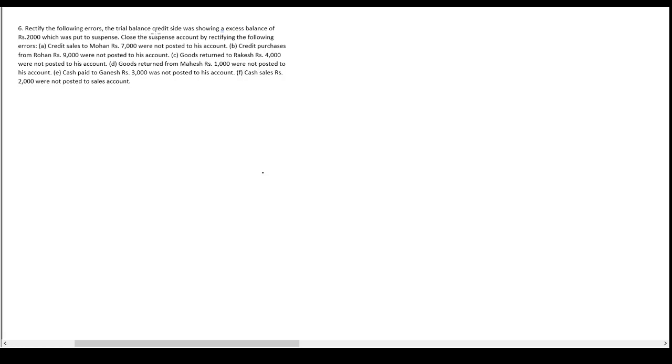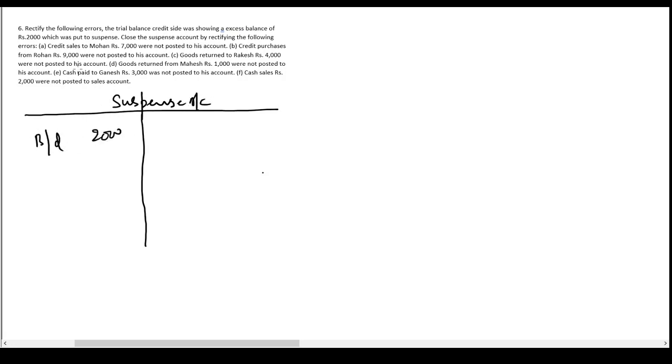Rectify the following errors. The trial balance credit side was showing an excess balance of rupees 2000 which was put to suspense. Now if the credit side is showing a balance 2000 rupees greater than the debit side, then we will put that in the suspense account debit side so that the debit side balance will also increase by 2000 and both the sides will tally. So if credit side is showing an excess balance of 2000, to make the trial balance tally, we have to put the amount in the suspense account debit side. So now we have to rectify the errors and see to it that the suspense account closes.